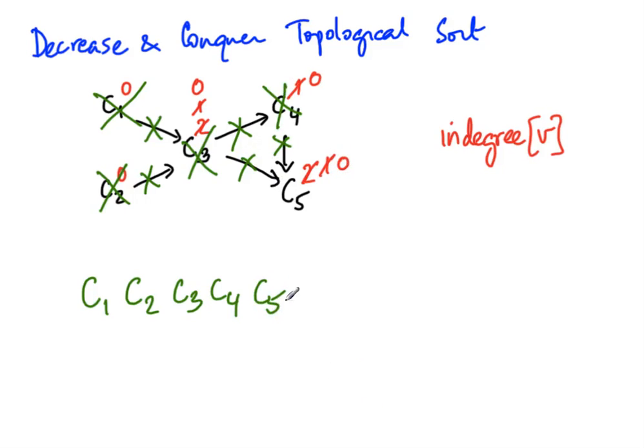Now if you remember the DFS based sort, we actually computed C2, C1, C3, C4, C5. As we remarked in the beginning, the topological sort ordering is not unique. In this case, because C1 and C2 are both source vertices, there is no fixed order in which we must do either of them. And so we can have multiple topological sort orderings for the same DAG.